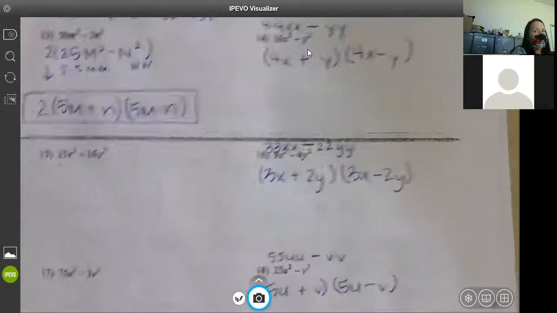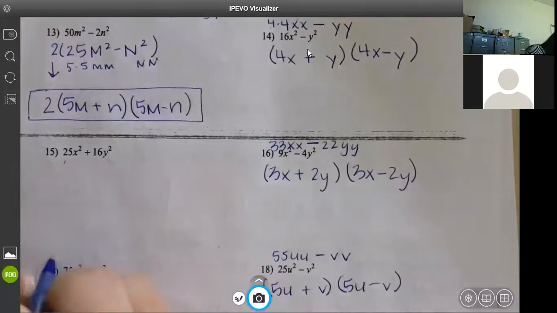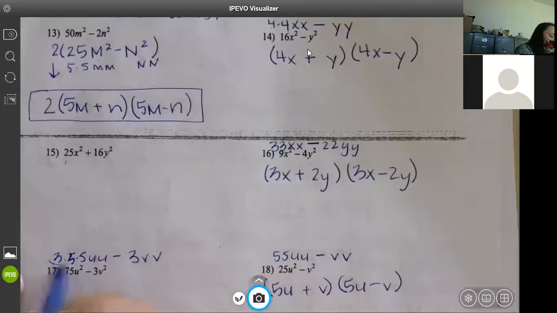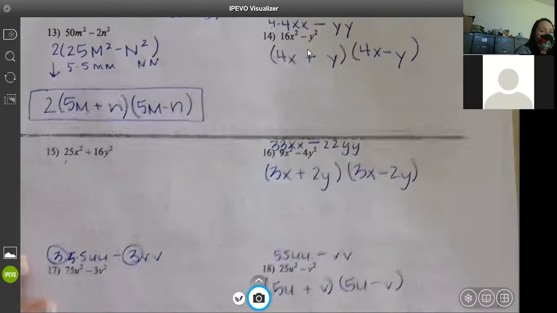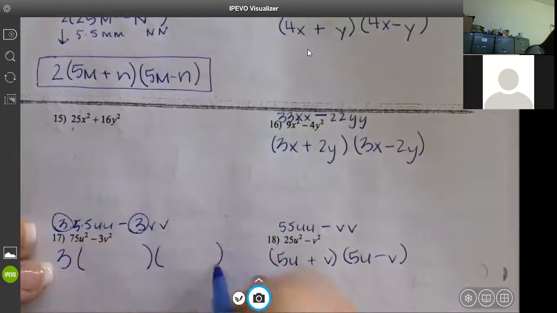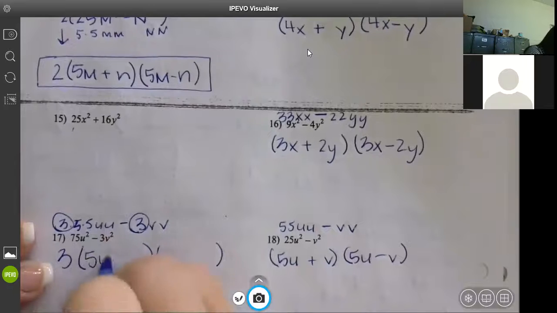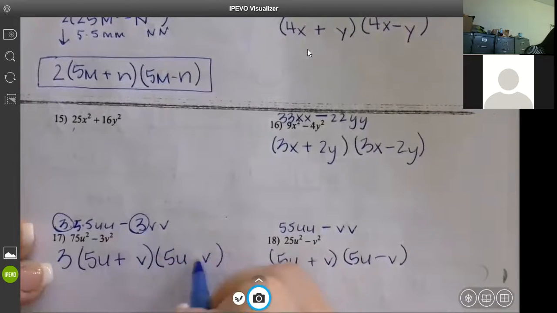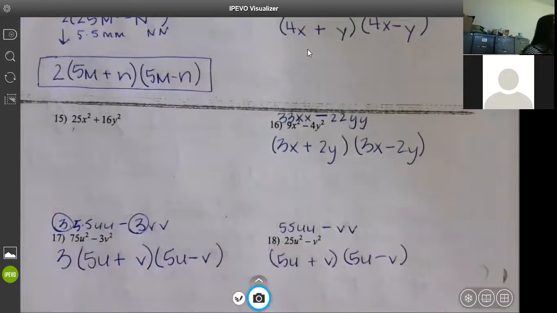17 is the exact same way. 75, if I break it down, is 3 and 25, which is 5 and 5, U and U. Then I have a 3 and 2 V's. You guys will see that they have a 3 in common, and it leaves pairs. Okay, so pull out that GCF of 3. Then it leaves pairs. In the front, I have a 5U. In the back, I have a pair of V's. One is positive, one is negative.